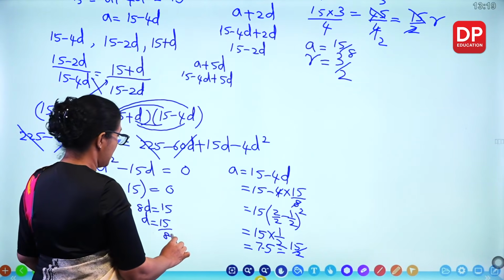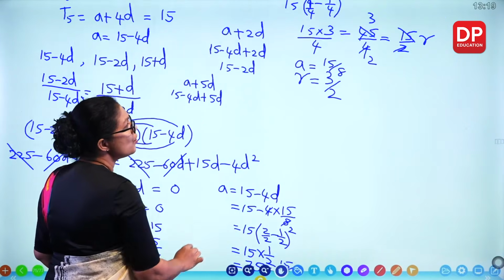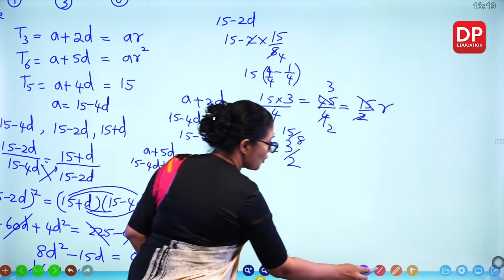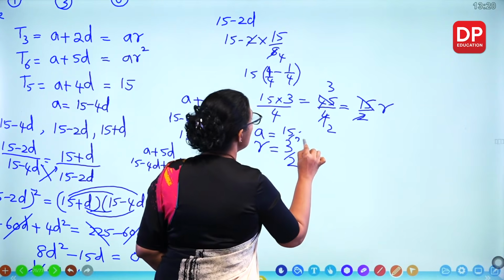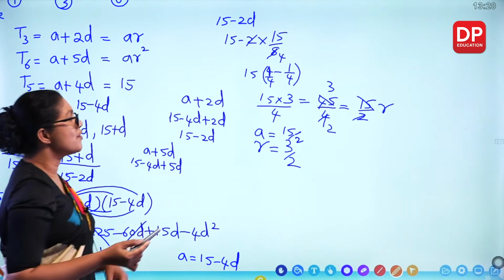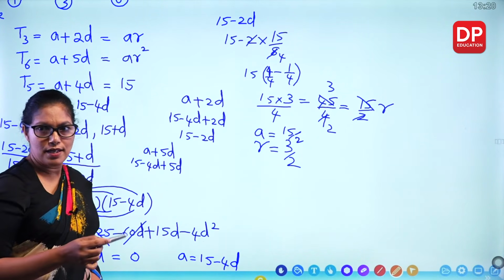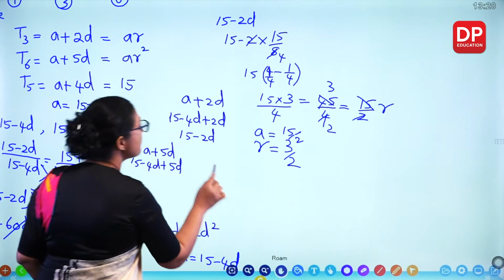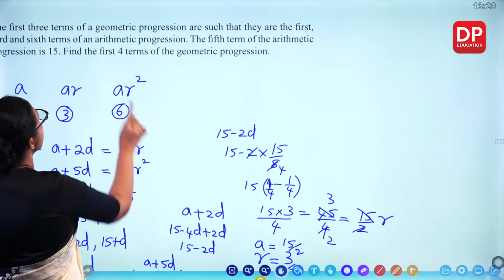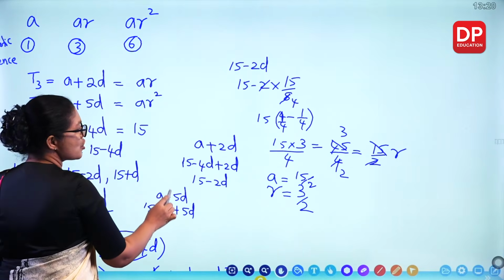Not 15 over 8, A is 15 over 2, and R is 3 over 2. You can find out the first 4 terms. What are the first 4 terms of the geometric progression?